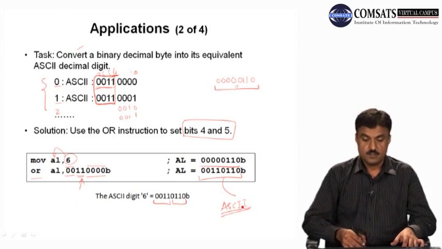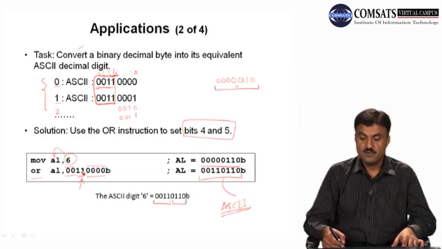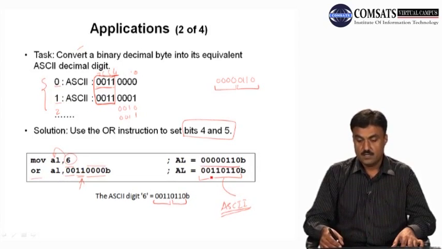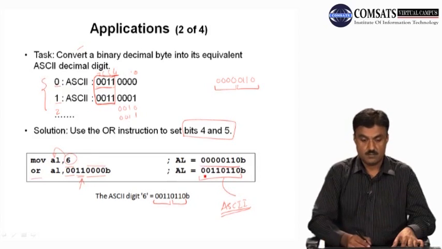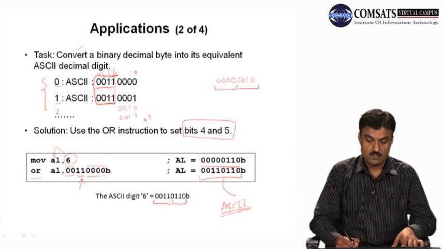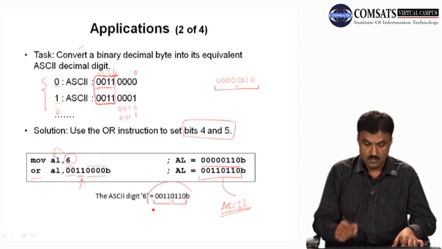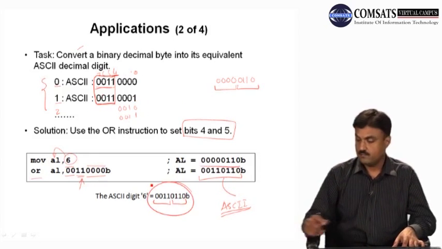So we want to set these two bits. This OR operation will set them, and the result will be in AL, and the result will be this ASCII value. You can see this ASCII value is similar to this one, which is the ASCII for the digit 6.